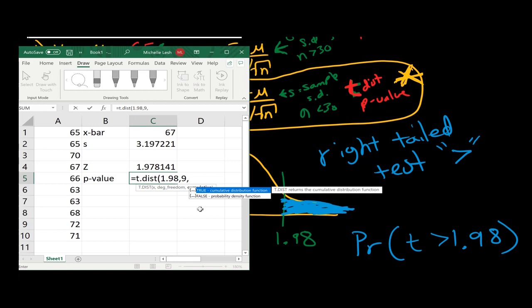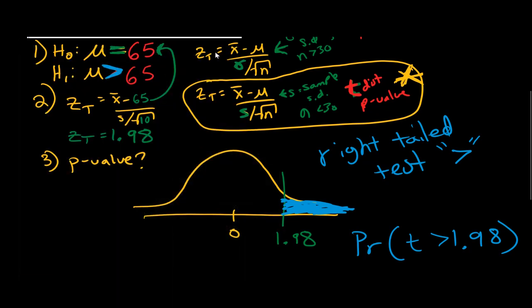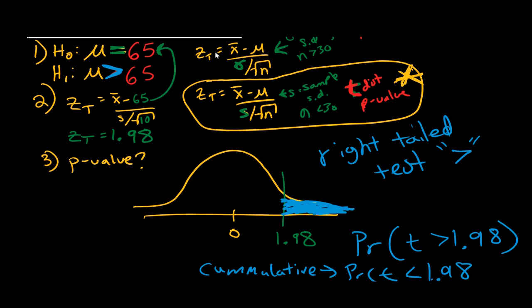Okay, and then you always write true for cumulative. But what does true find? Right? What is cumulative? Cumulative distributions will always give you the less than probability. Okay? Or in other words, it'll give you the probability that t is less than 1.98, which is this area I'm marking here in red.